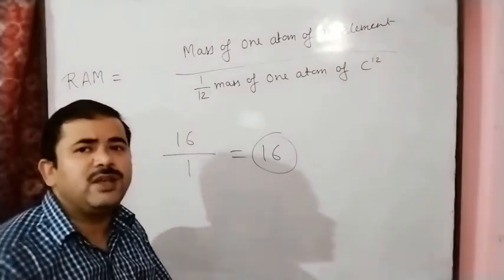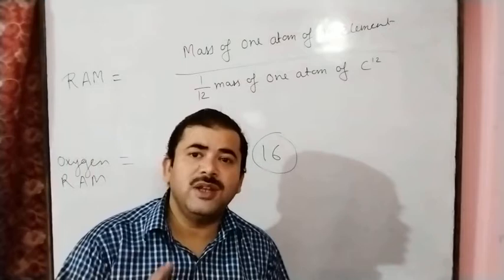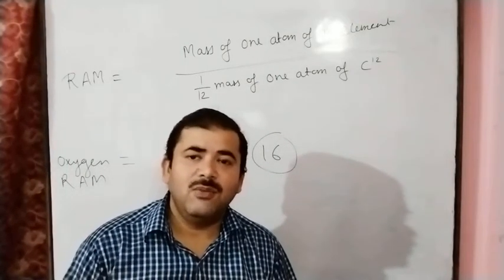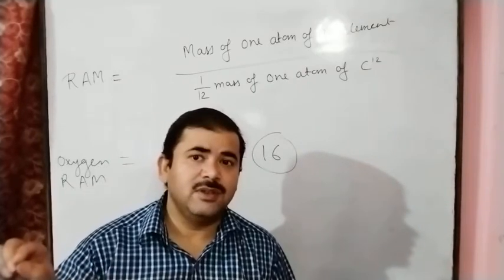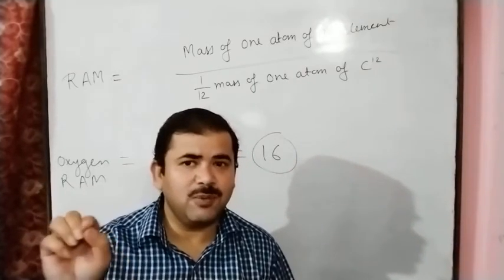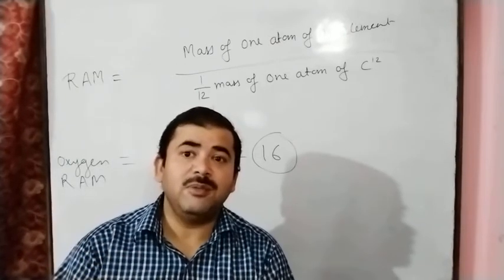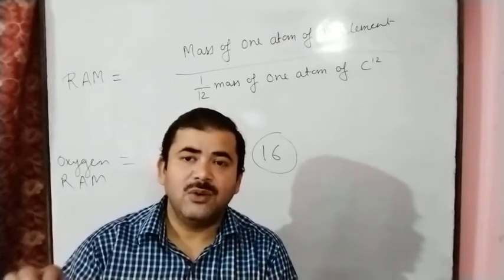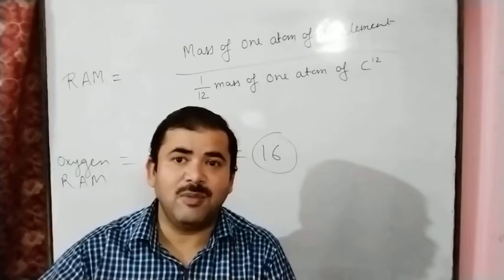Suppose we take another element, nitrogen. One nitrogen atom has a mass of 14. So easily we can say one atom of nitrogen is 14 times heavier than 1/12th the mass of one atom of carbon 12.